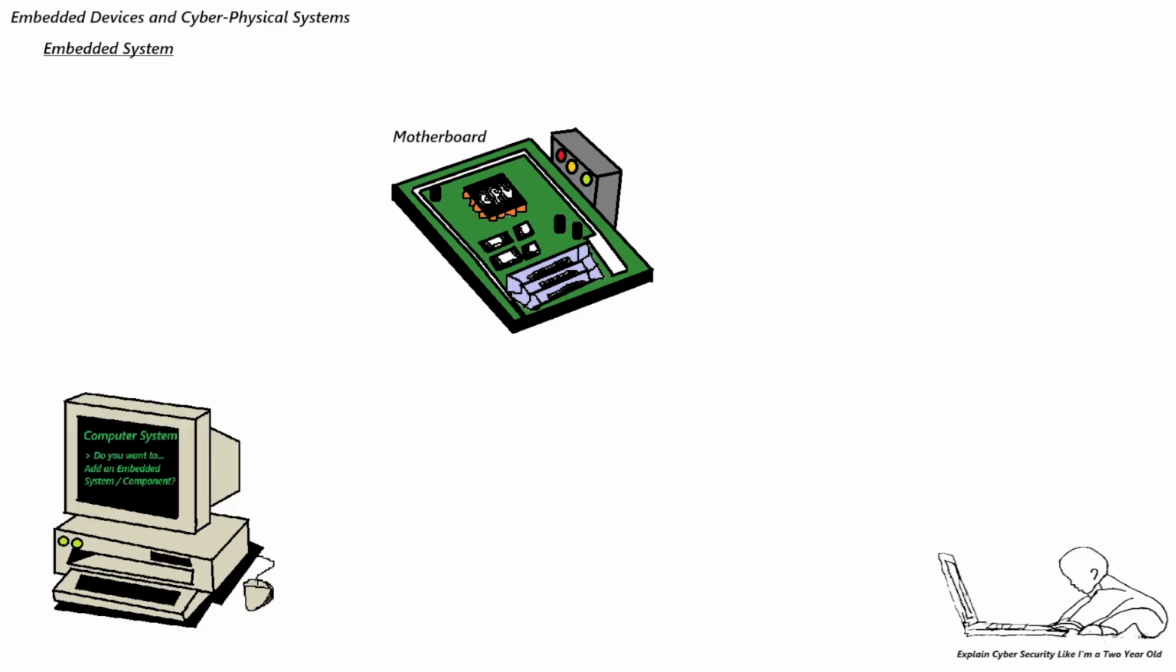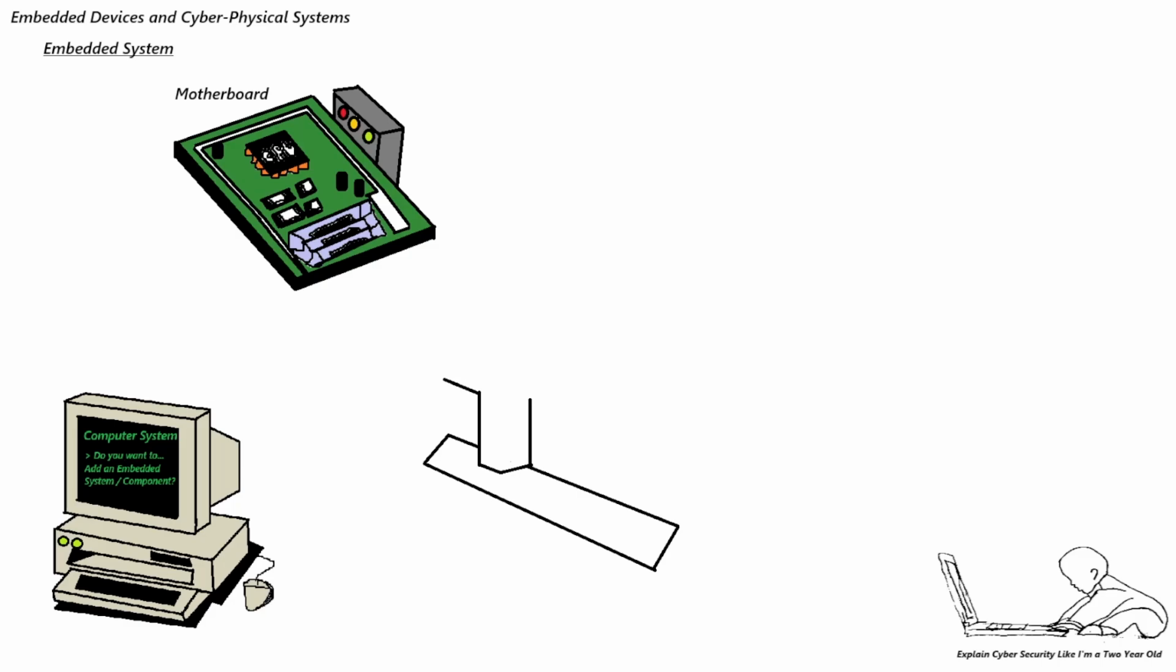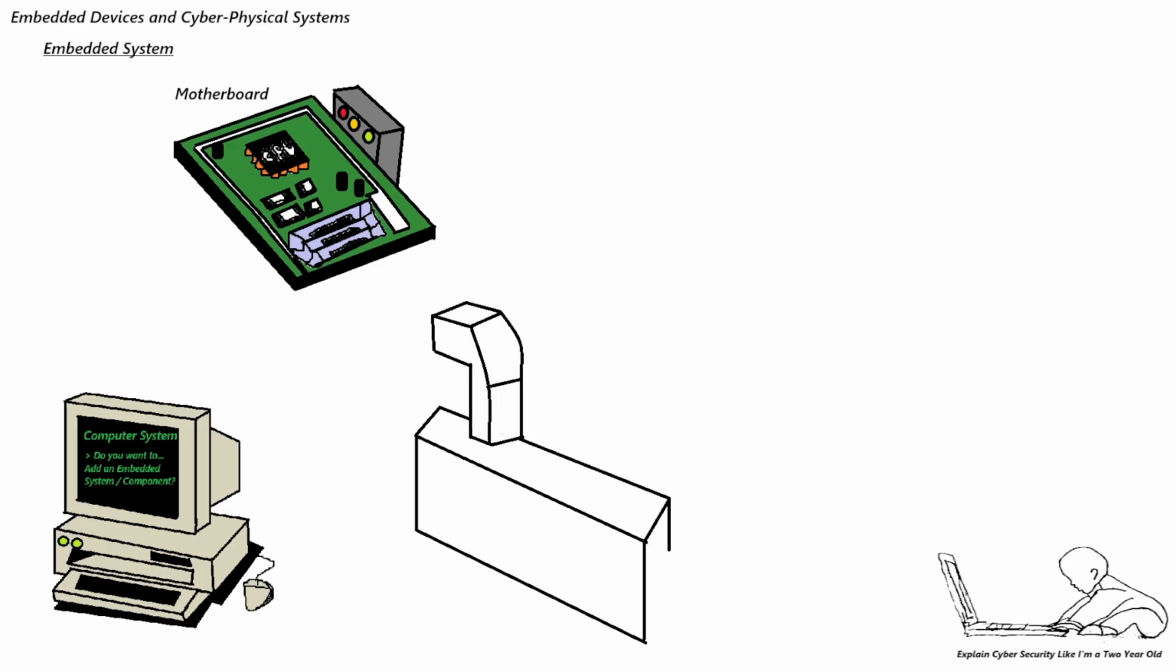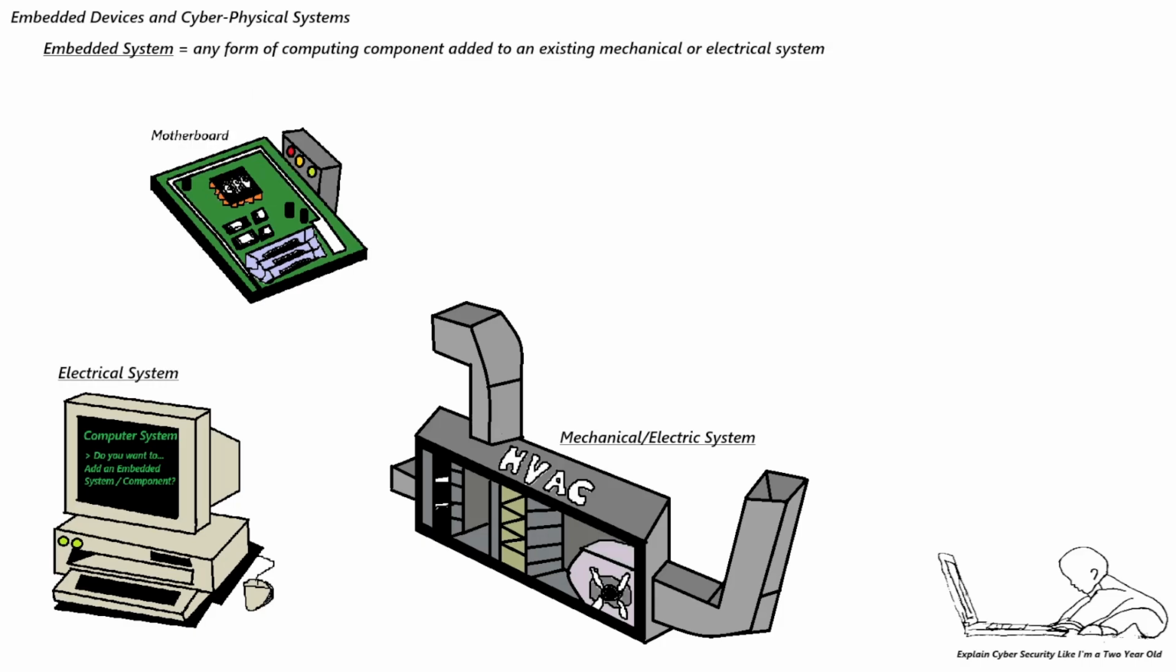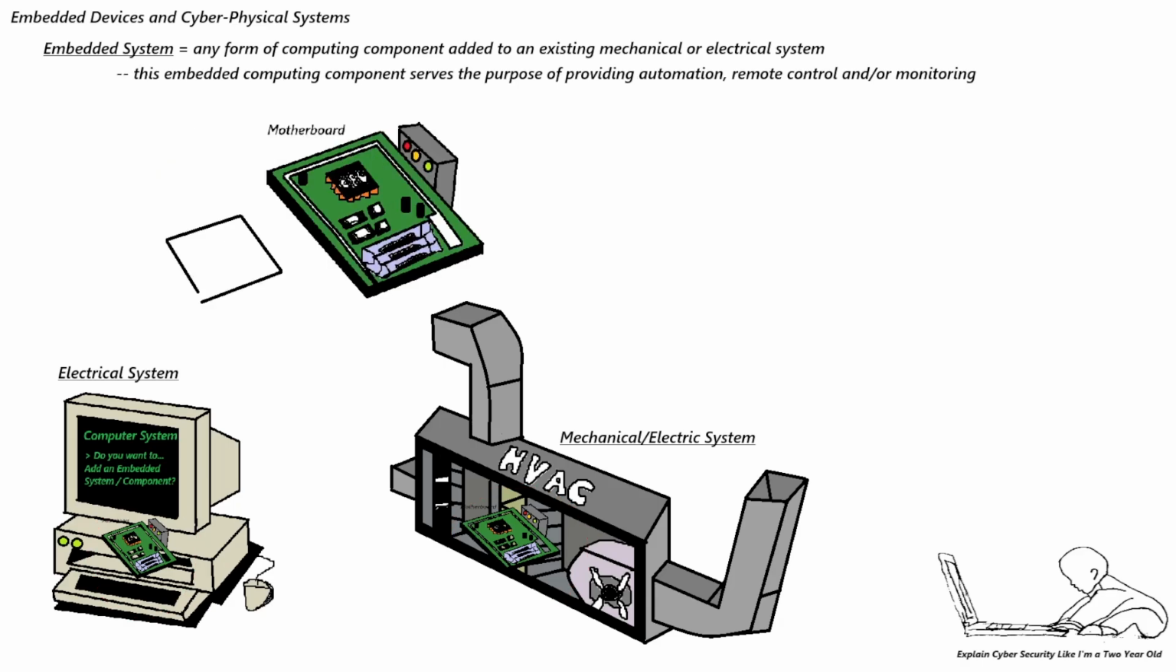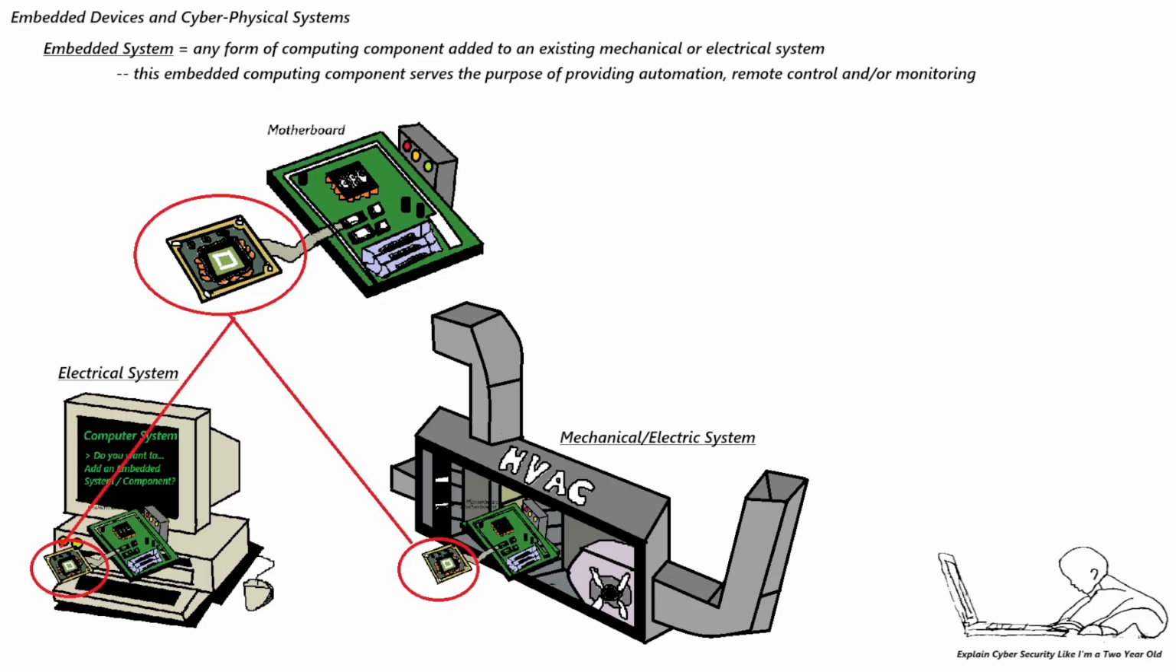So, to further illustrate this point, let's imagine we have a computer system, aka an electrical system, and also a mechanical system, e.g., a HVAC, a heating, ventilation, and air conditioning unit. To visualize the important point, both of these systems have a motherboard inside. And this is where an embedded system is any form of computing component added to that existing system that provides enhanced specific functionality. This could be providing automation, remote control, and/or monitoring.